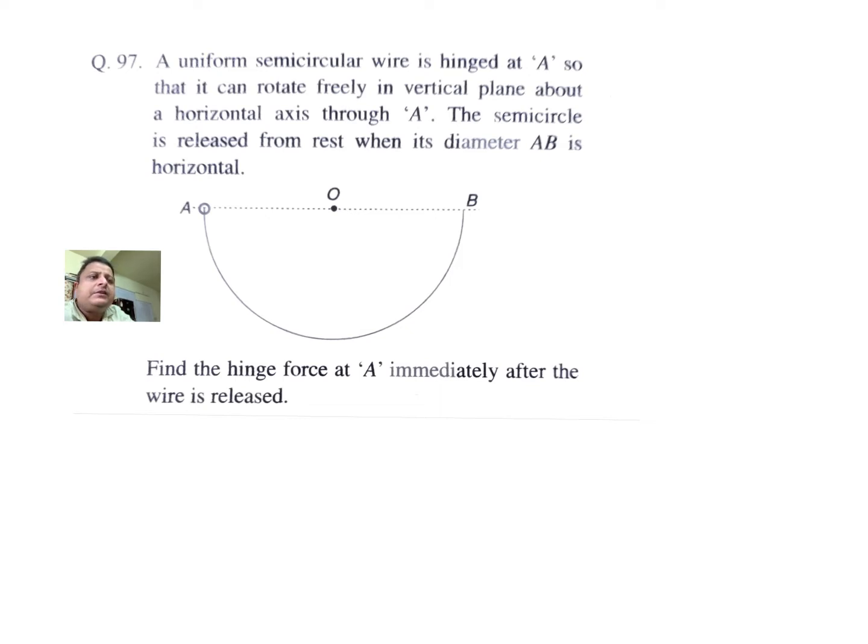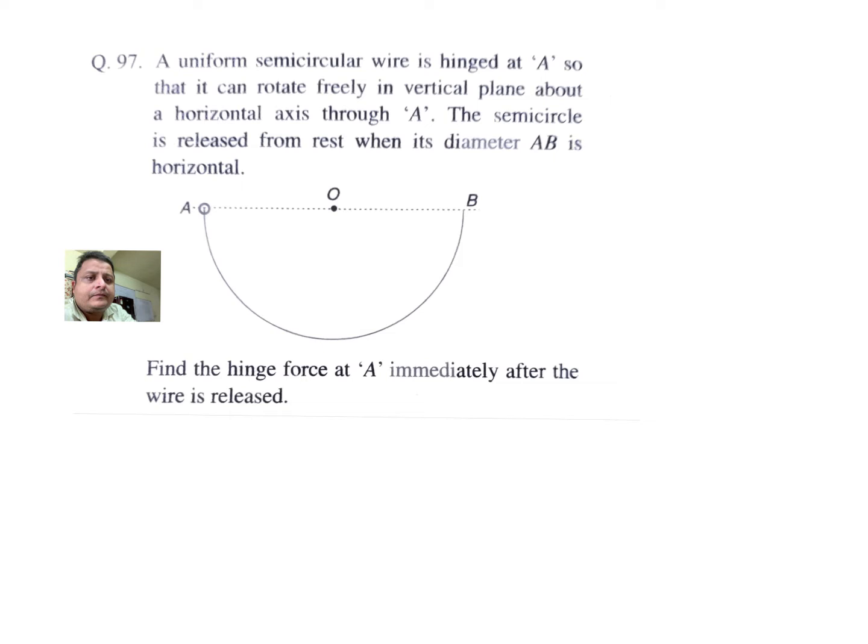So immediately after the wire is released, that wire is still at rest, so the angular velocity is 0 just after the wire is released. With time, when the wire falls, it will gain angular speed, but just at the time of release it will have 0 angular speed.